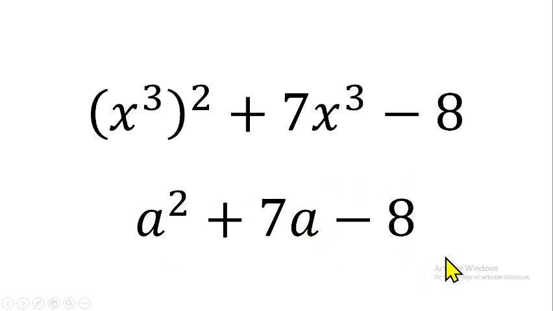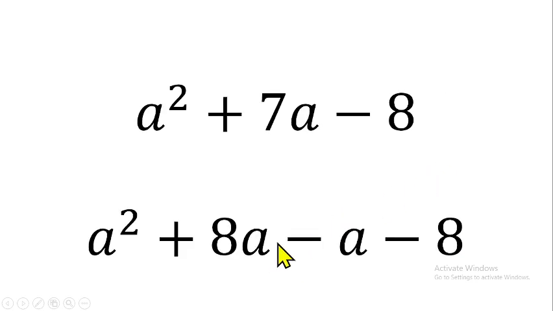How can we factorize this? By looking for two factors of 8 that you can multiply together to give us minus 8, and when you add them together, it gives us plus 7. So what are the two factors? And that should be plus 8 and minus 1. Plus 8 and minus 1 are the two factors.